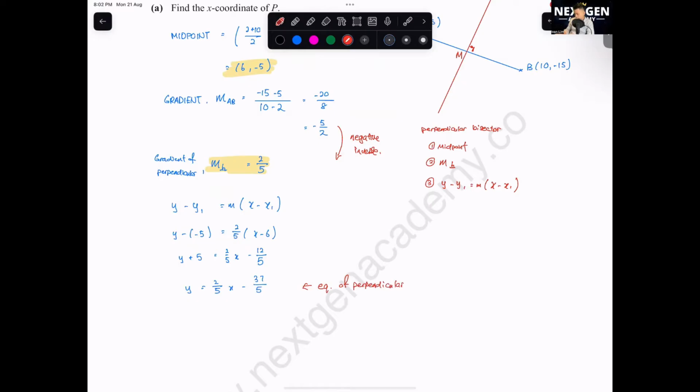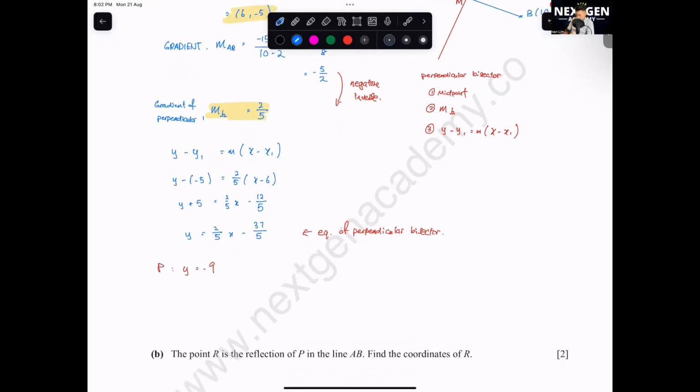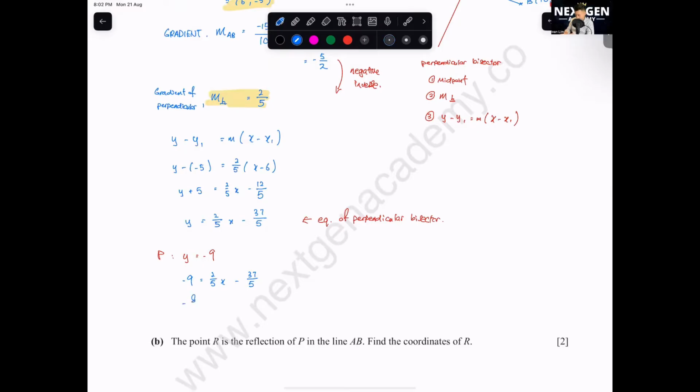We want to find the x coordinate of P. What is P? They say P, the y is equals to negative 9. So I'm going to substitute here, negative 9 equals 2 over 5x minus 37 over 5. Rearrange it, you get minus 8 over 5 equals 2 over 5x. Your final answer, x will be equals to negative 4.